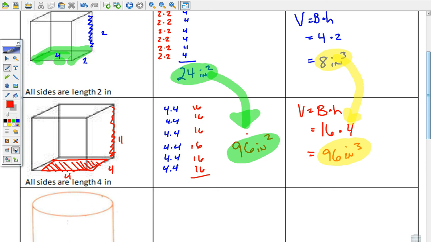Well, to answer that question, we're going to divide our bigger by our smaller, 96 divided by 24. So if you do 96 over 24, you actually see that this is times 4. 24 times 4 is 96. If you do 96 divided by 8, you get 12. Well, that's not right.